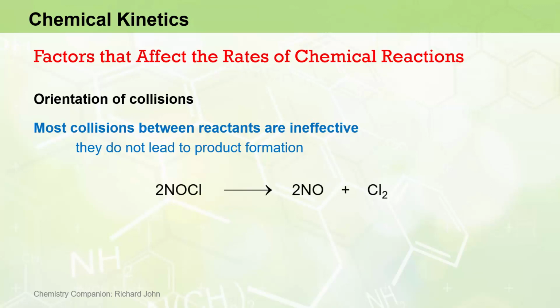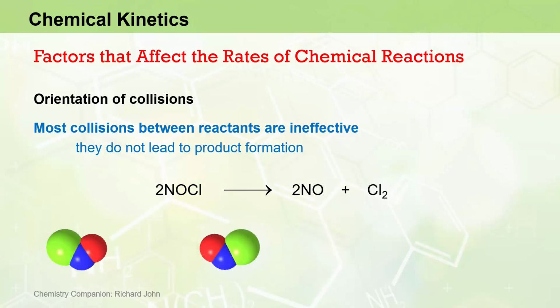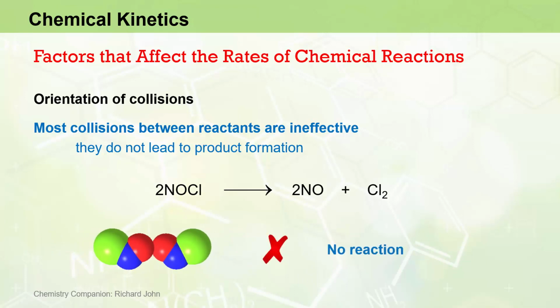For example, let's consider the decomposition reaction of nitrosyl chloride to produce nitric oxide and elemental chlorine, which can be represented via this chemical equation or via these space-filling models of the reactants and products involved. If the reactant molecules collide at this orientation, where there is limited opportunity to form the required bonds between the two chlorine atoms, then there is little chance of an effective collision leading to product formation.